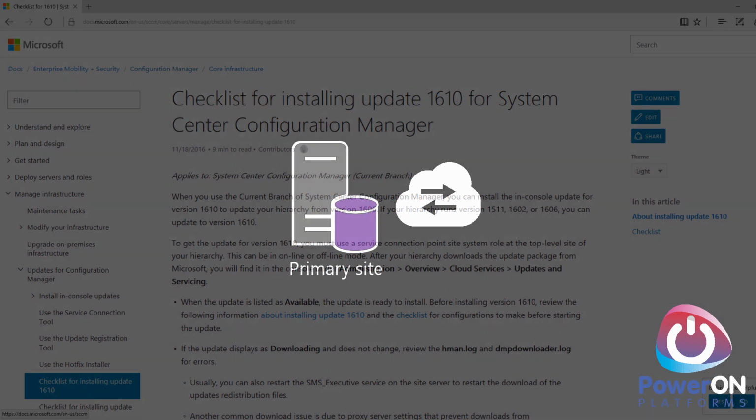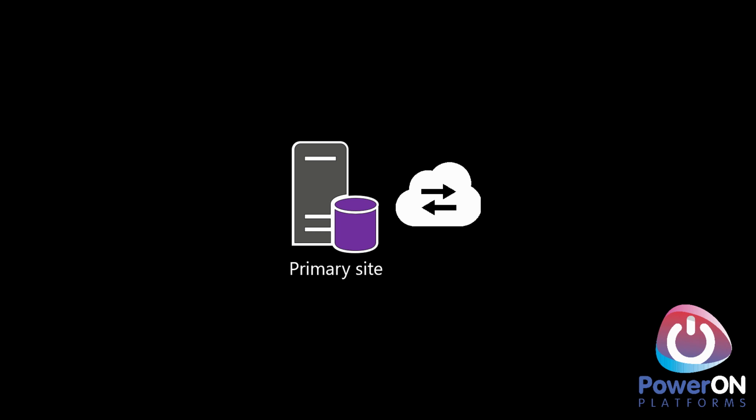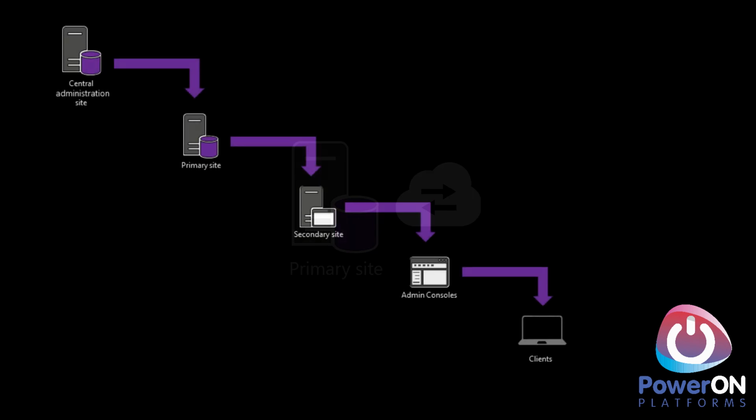In this video, I'm just going to be upgrading from a single primary site running 16.06 in online mode. So if you're in offline mode, this video is not going to have all the steps you need to get you up to 16.10. However, if you're on online mode, stick around and this will give you all the information you need to get updated.